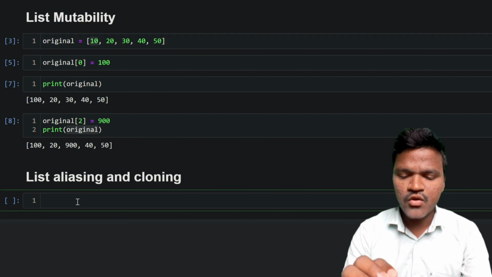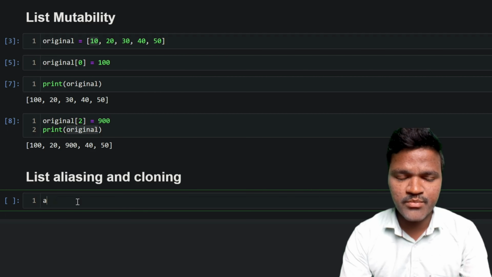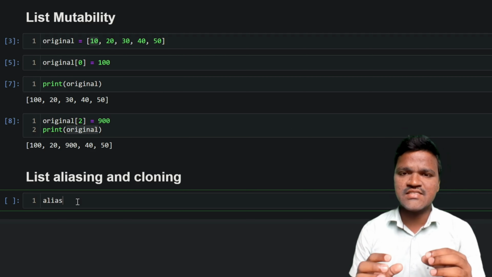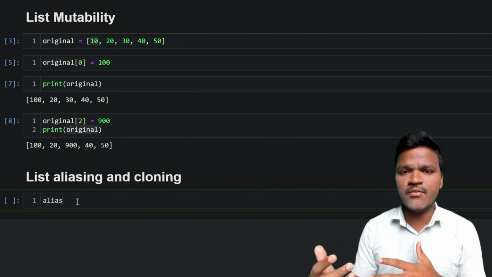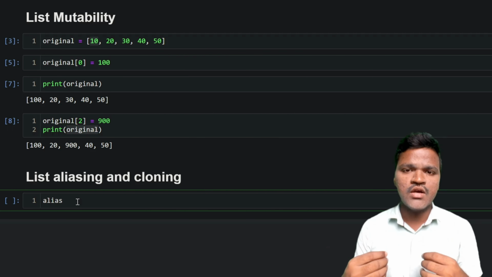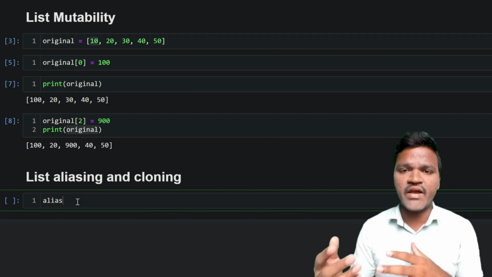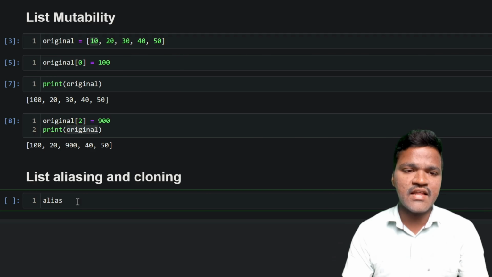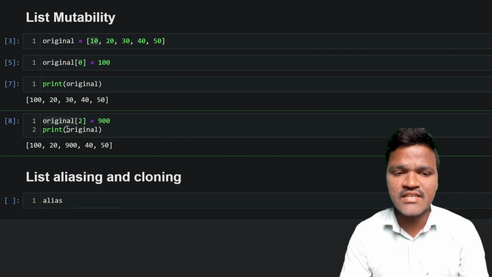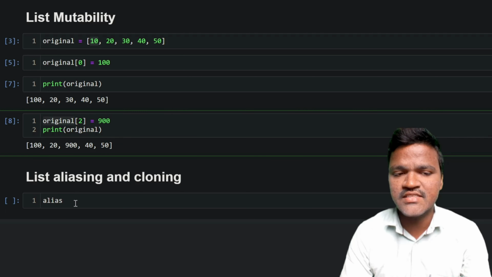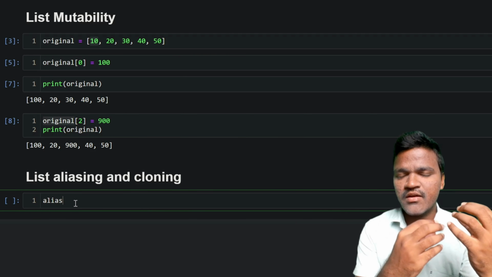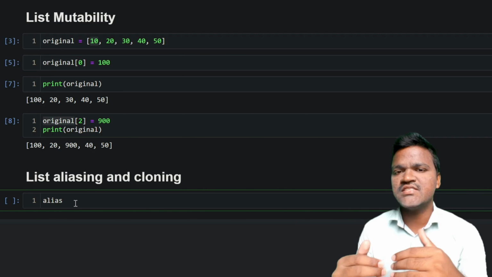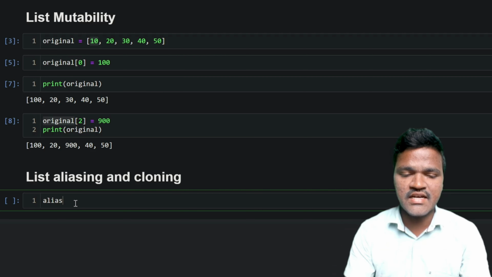Let's say I will take a name, which is alias. Aliasing simply means, let's say I have the name Mahesh and my friend might call me Mahi. So the name Mahesh can be called Mahi. Like that, we can take this original list and call it by some other name. That is what exactly aliasing means. Instead of calling it with the original name, we can call it with some other name. That will be considered an aliasing name.